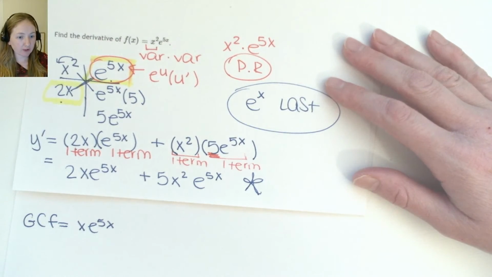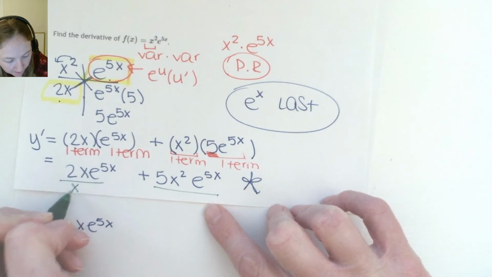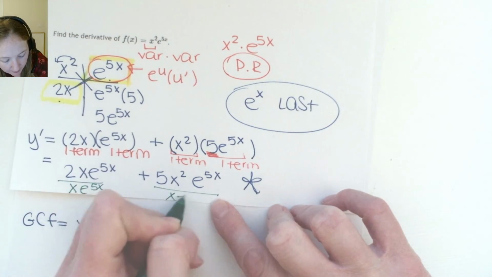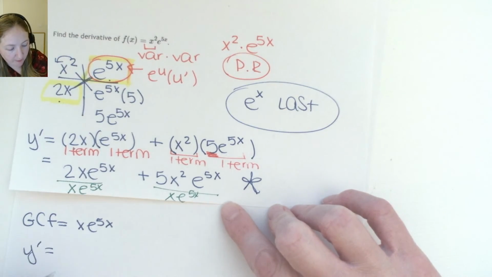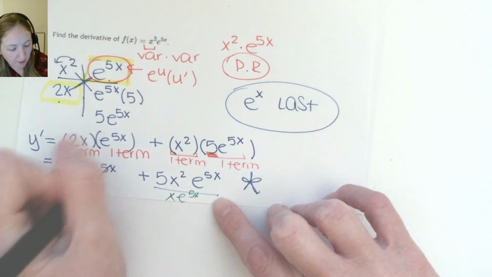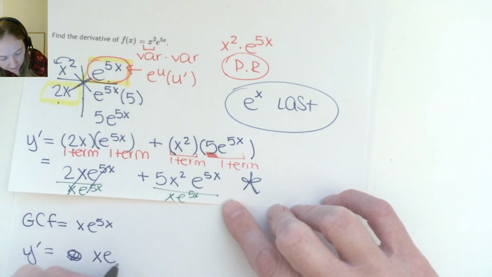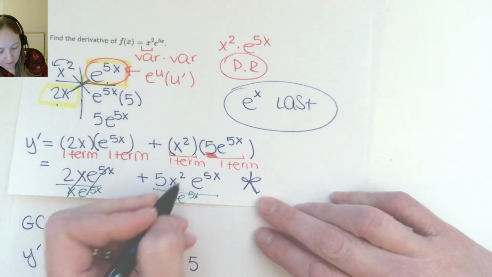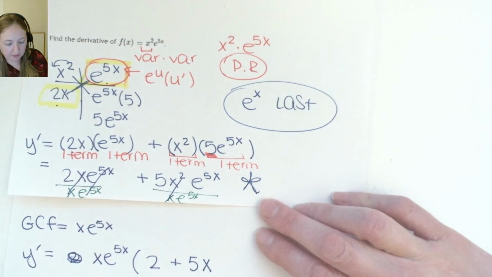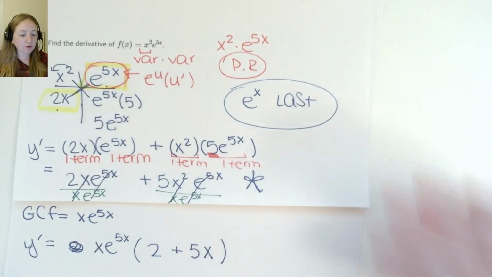However, if you factor out a GCF, what you will be doing is dividing both of these terms by the x e to the 5x. And that will then give you your y prime as 2, the x's cross out, the e to the 5x's cross out. And then, of course, we're going to have our GCF first, so x e to the 5x. And then what's left over will be our 2 and then plus 5, and then the x squared over x will just give us x, and the e to the 5x will cross out as well. So either of those answers are fine.